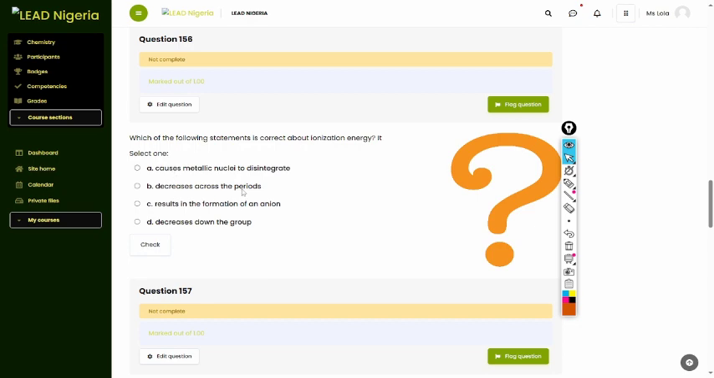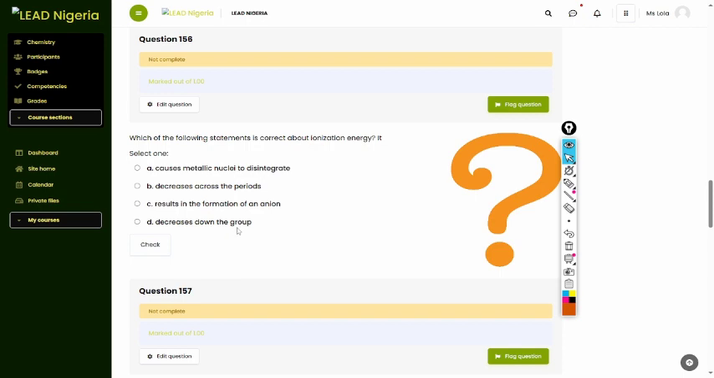It decreases across the period. Ionization energy actually increases across the period because the nuclear charge and the force of attraction between the nucleus and the outermost electron makes it more difficult to remove electrons from the outermost shell. So it actually increases across the period. It results in the formation of an anion. This is not true because when electrons are lost from the neutral atom, they form a positive ion called cations.